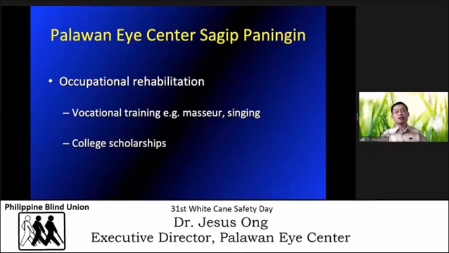So we have vocational training, yung pagmamassage, yung pagkanta kung siya ay mahilig kumanta. So actually meron na kaming combo ngayon na this blind combo is being headed by Mr. Renante Paigma. I think um-attend rin siya sa meeting na to. And I have several patients. By the way, si Kuya Rene is also a masseur. So nag-training din siya ng pagmamassage. I have a lot of patients who are already members of the Vibe Center for Massage.